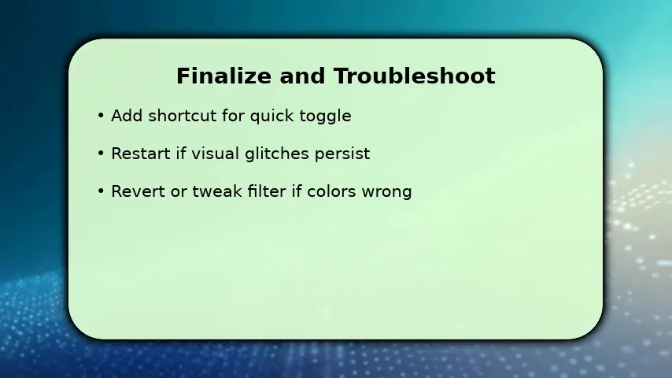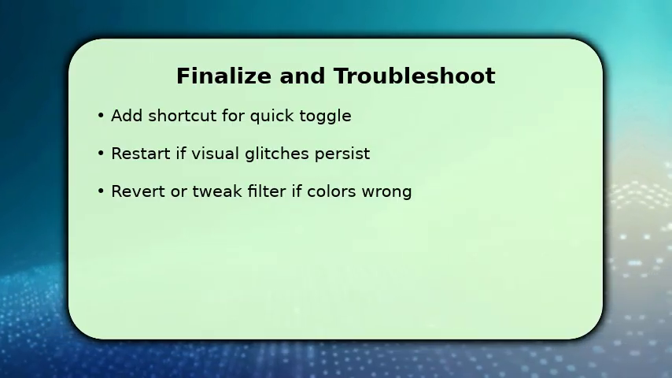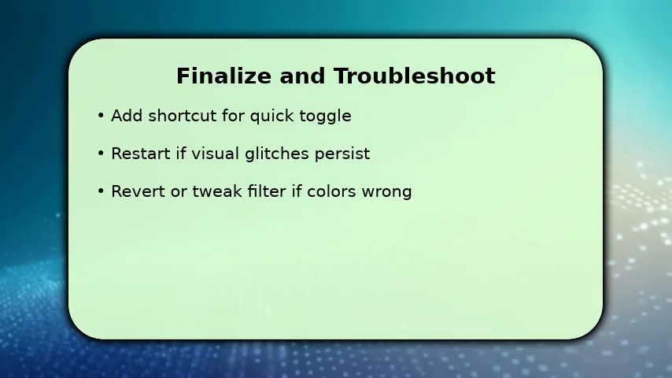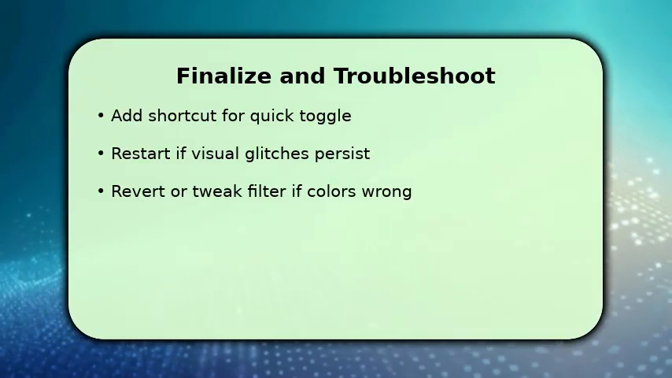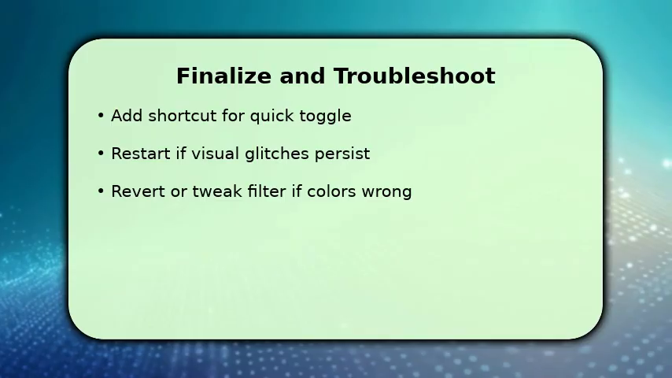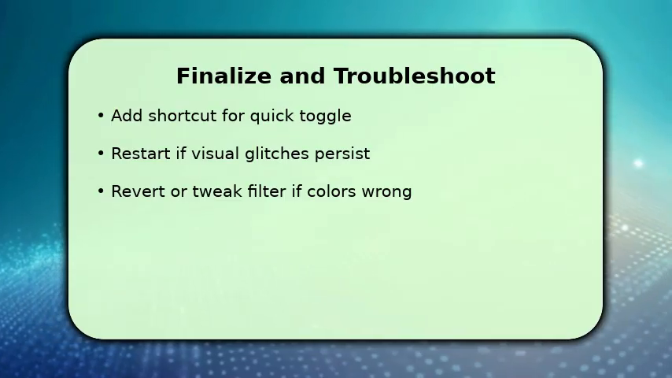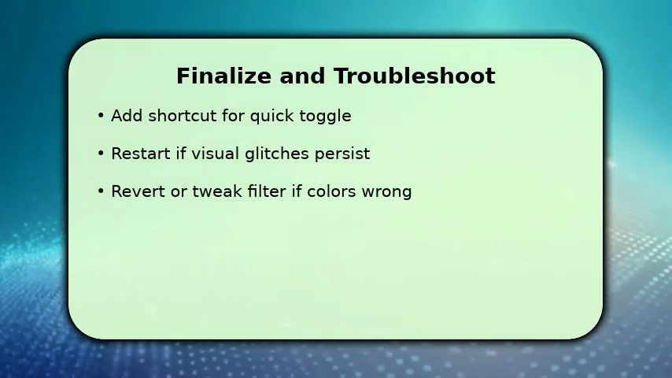This saves time. Make sure to close and reopen any apps that looked odd. A restart often clears rendering glitches. If colors still look wrong, revert and try the alternate inversion mode or adjust filter strength. Some apps override system colors.